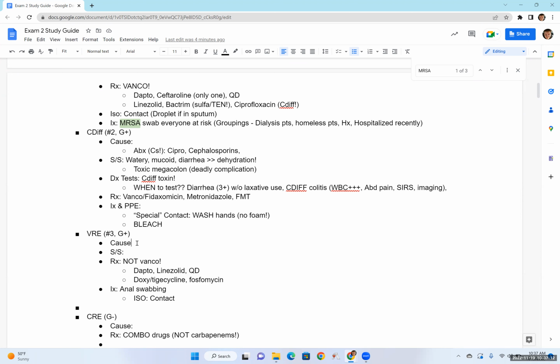But this would be more like labs. Lab-wise, what are some labs that are affected? So lactate for sure.